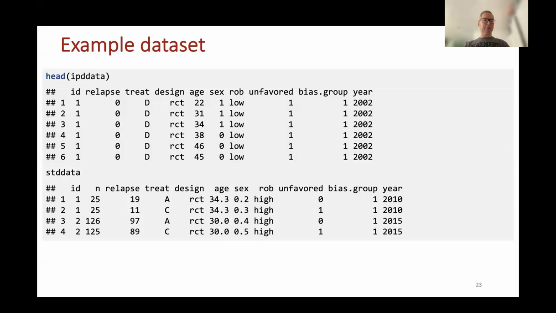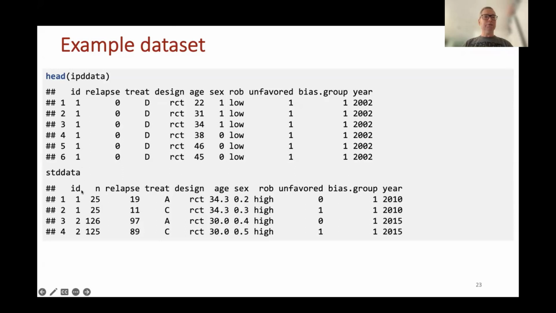These are fictitious data for network meta-analysis of relapses in multiple sclerosis. And as you can see here, there are the two data sets. One is for the IPD data, and the other one is for the standard data, the study data. And what they share is the names of the variables. That's important for the functions in crossnma.